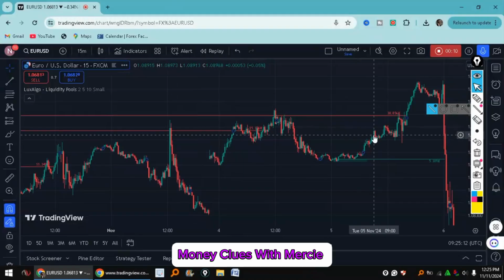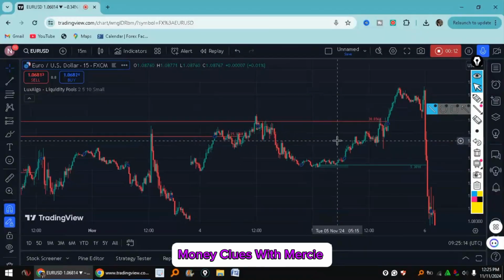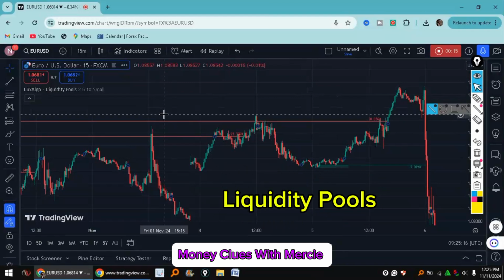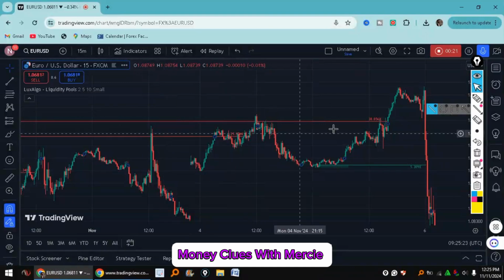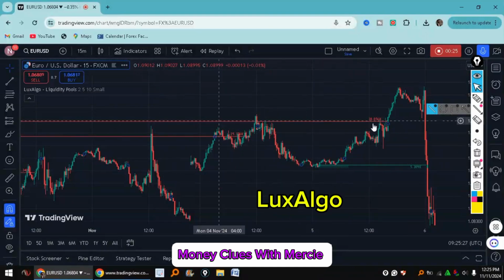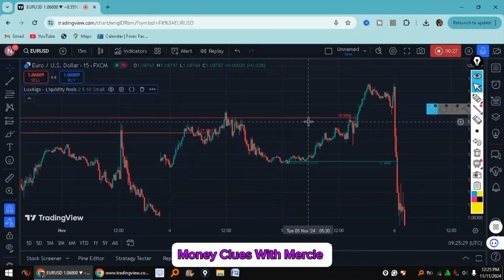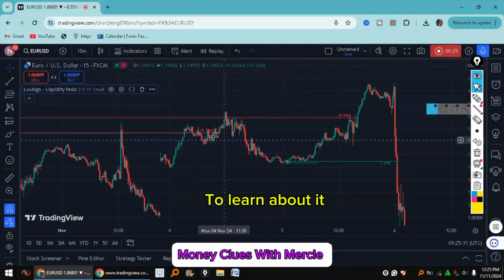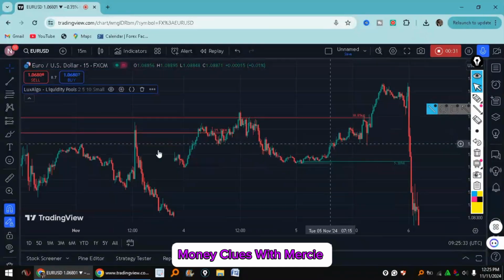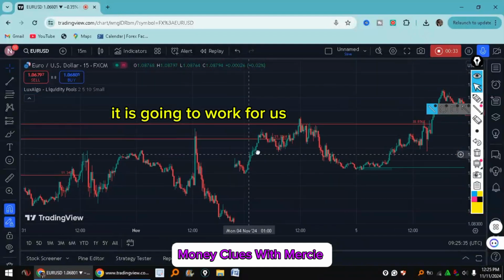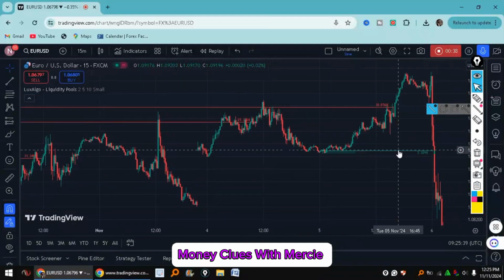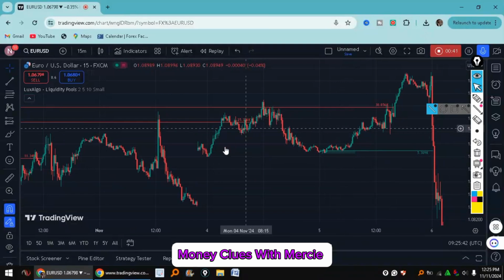Basically, what you can see on my screen right here is what we call liquidity pools. I know most of you have heard about the pools. I don't know how you call it, but this is exactly what you can see on my chart. This is an indicator by LuxAlgo. I want us to really try this indicator to learn more about it, and see whether it is going to work for us, or rather whether it is going to guide us to know what we need to know when we want to execute trades.